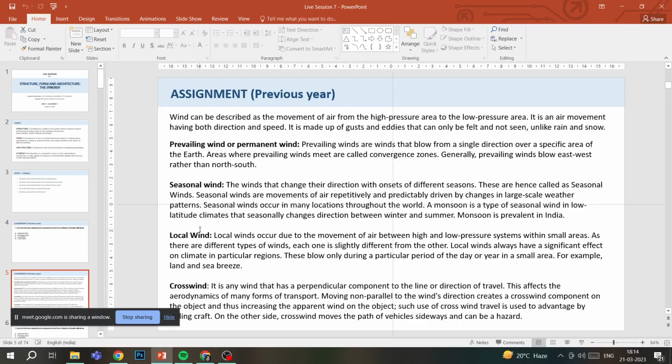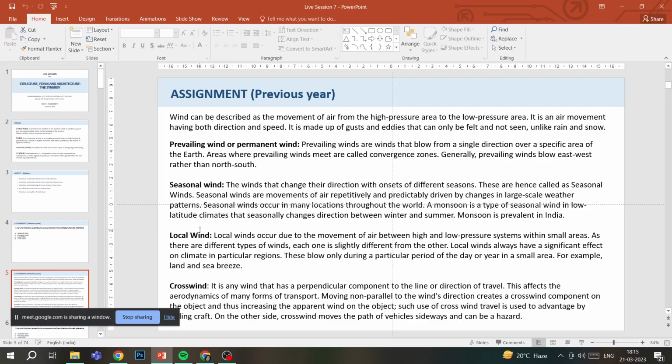Seasonal winds occur in many locations throughout the world, and the most common and well-known example is the monsoon. So monsoon is actually a seasonal wind. It is not just the onset of rain, as we think it is. It's actually a seasonal wind. Monsoon occurs in low latitude climates and seasonally changes direction between winter and summer. And monsoon is very prevalent in India, as we are all very familiar with.